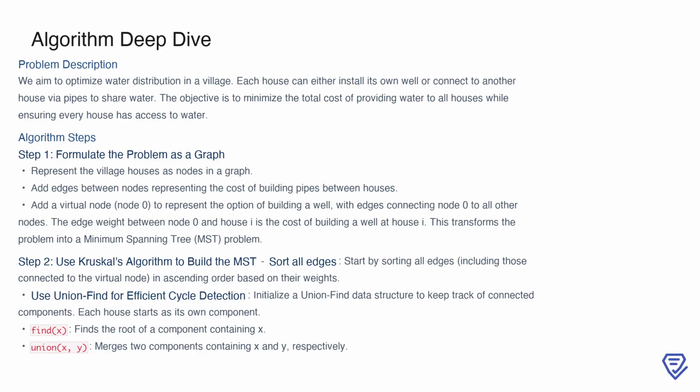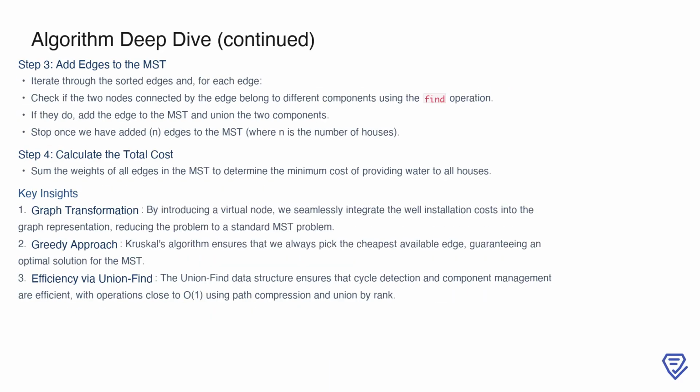The find operation helps determine the root of a component, and the union operation merges two components. These steps are critical for efficiently building the MST without forming cycles. Once the edges are sorted and the union-find data structure is initialized, we proceed to build the MST. For each edge in the sorted list, we check if the two nodes connected by the edge belong to different components using the find operation. If they do, we add the edge to the MST and merge the two components using the union operation.